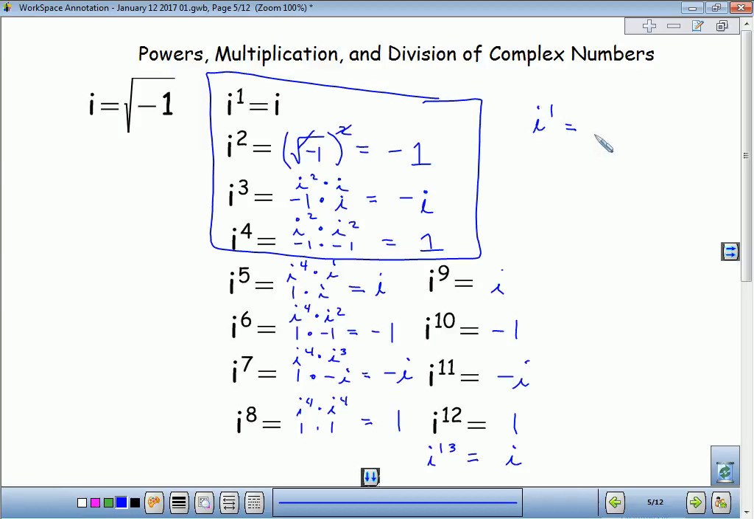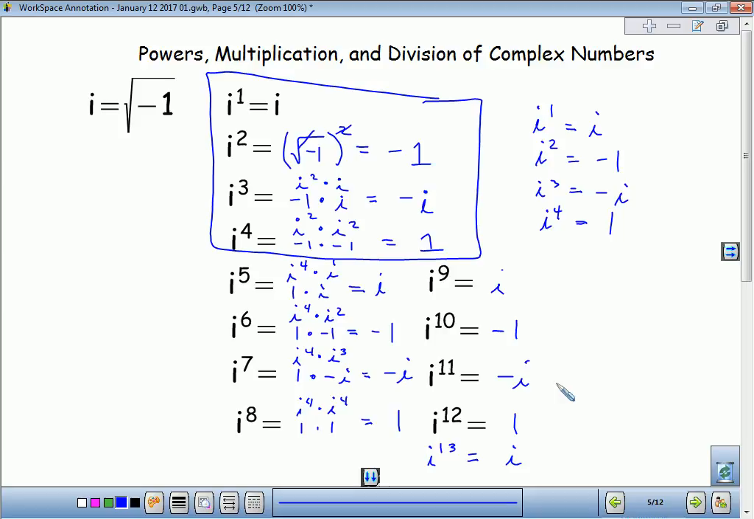i to the first is i, i squared is -1, i cubed is -i, i to the fourth is 1. And it's a pattern that repeats.